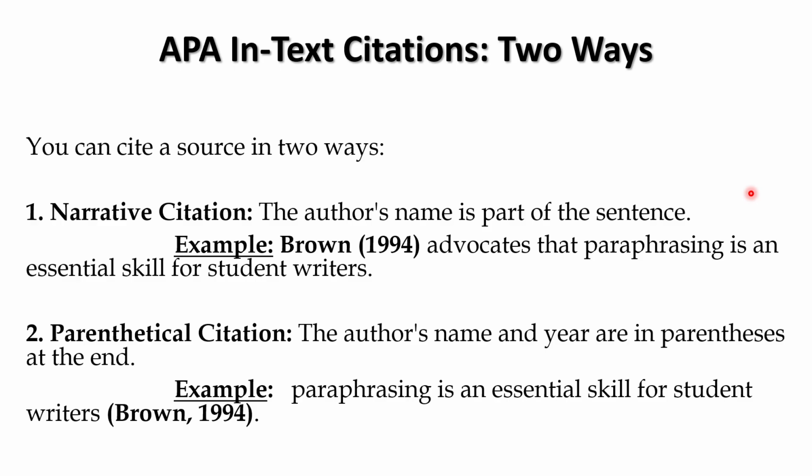Now that we understand the basics of APA style, in-text citations, and the reference list, let's look more closely at the two ways you can present in-text citations in your writing. In APA style, you have two options for citing sources: narrative citations and parenthetical citations. Both are correct. Both are used in academic writing. The choice depends on how you want to structure your sentence.